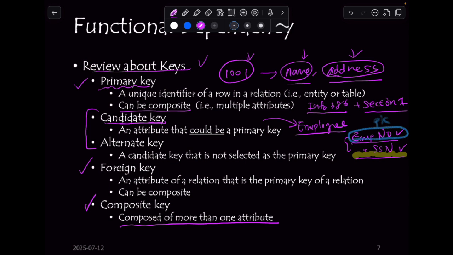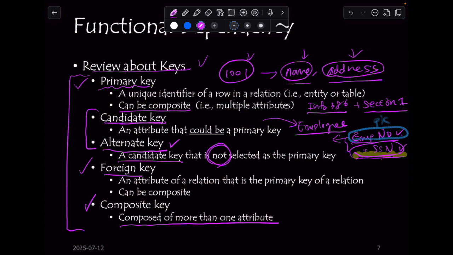But we chose the employee number as the primary key, so this is the primary key. But what is employee SSN? It was not chosen as the primary key, but it was a candidate key. In that case, we name this an alternate key. An alternate key means a candidate key that is not selected as a primary key. So now you understand what primary key means, what candidate key is, and what alternate key means. So we briefly reviewed keys.